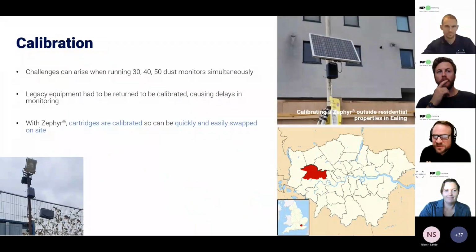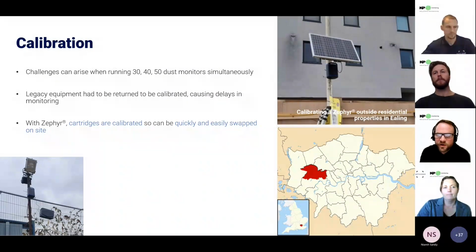Calibration. This isn't an issue that seems like a big deal until you're trying to run 30, 40, 50 dust monitors at once. With our legacy MCERTS PM10 equipment, we would have to send the unit back to the manufacturer, which in the UK would comfortably take upwards of 3 weeks. In fact, with one of our manufacturers, we would have to send the units to America for calibration, which caused us some long delays. This isn't a big problem with a large stock of equipment, but when you consider that stock, this time away from site is considerable.